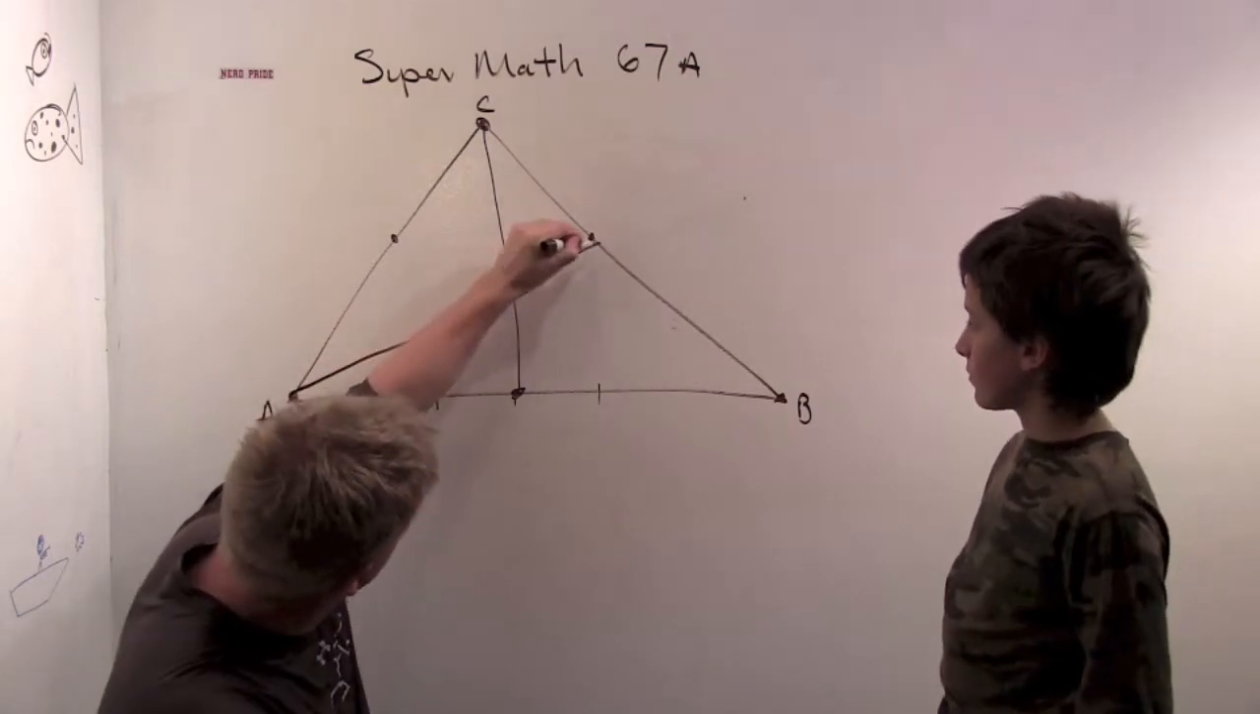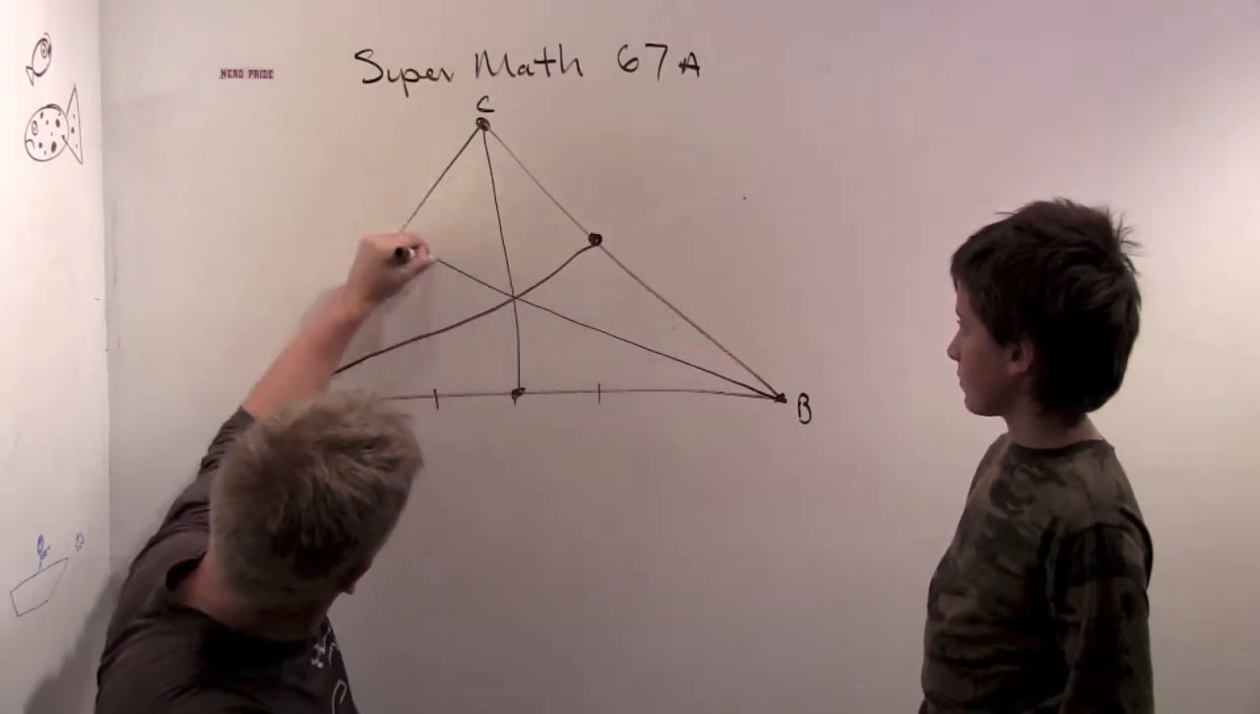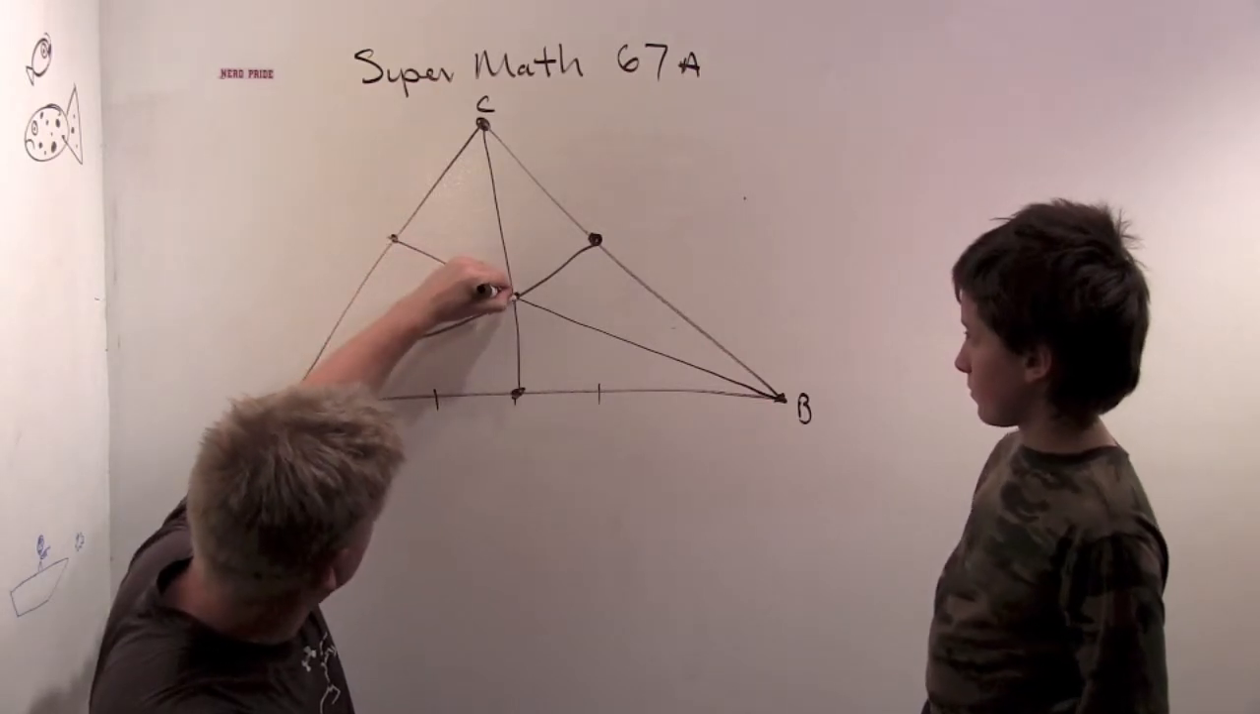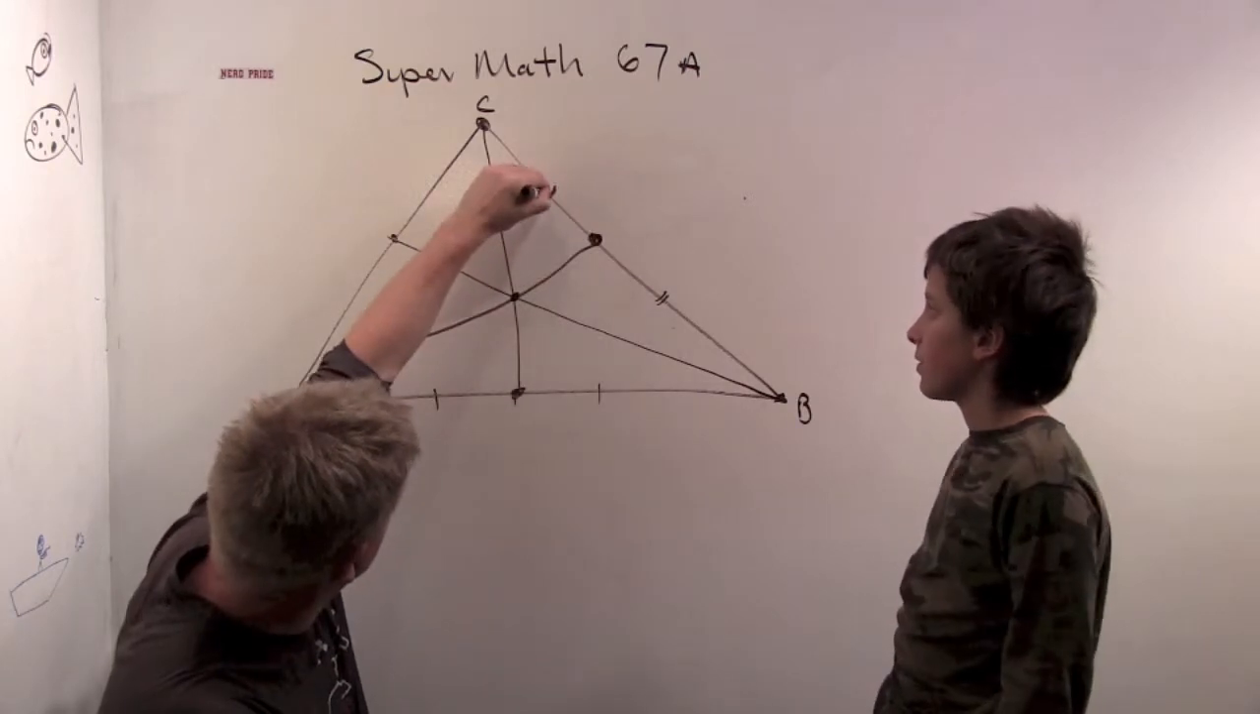I'm going to follow the book's convention here, and just for now we're going to assume that they intersect in a single point. And we'll prove that at a later date. It's actually not that hard.